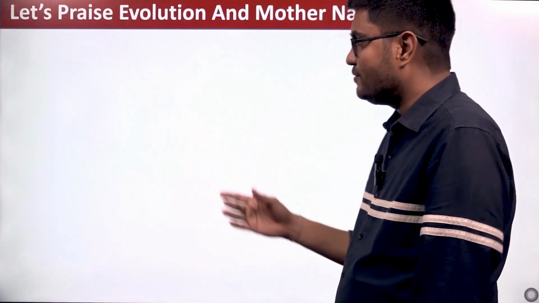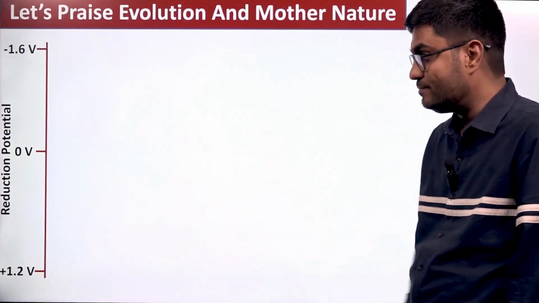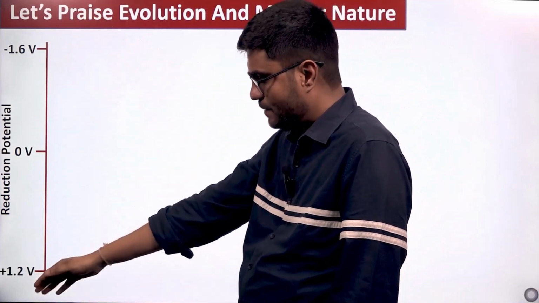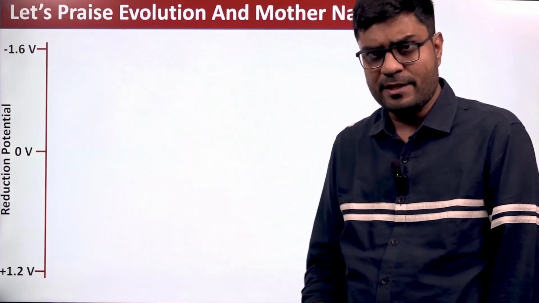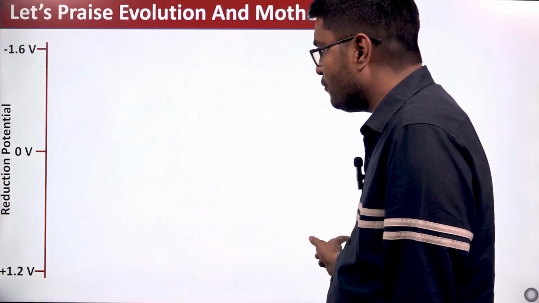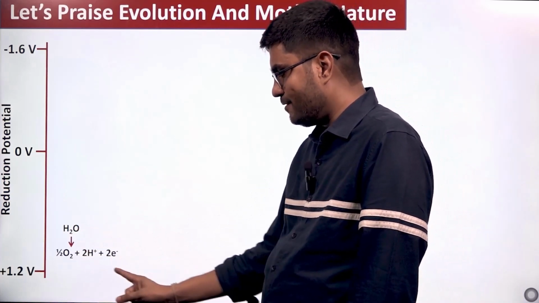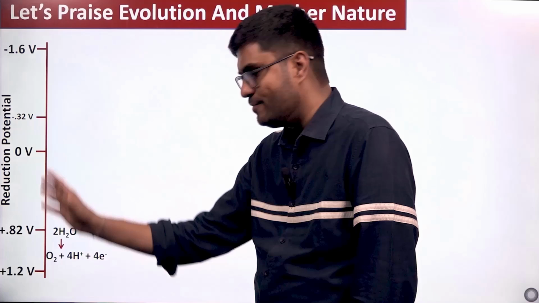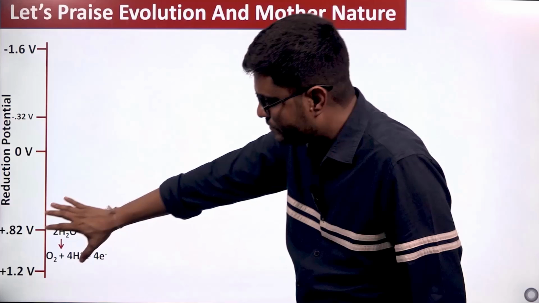So what is that graph? On the x-axis of that graph, we have reduction potential. The central value is 0 volt, then minus 1.6, and then plus 1.2. So when I am going upwards, the reduction potential is decreasing, and when I am coming downwards, the reduction potential is increasing. Now we have water here, that is, water is giving us 2 electrons, and the reduction potential of this process is plus 0.82 volt, which we have already seen. So the position of water on this graph is here, right?